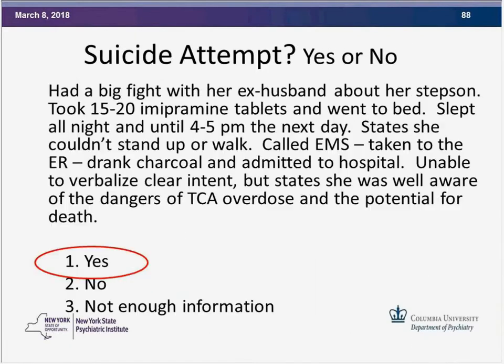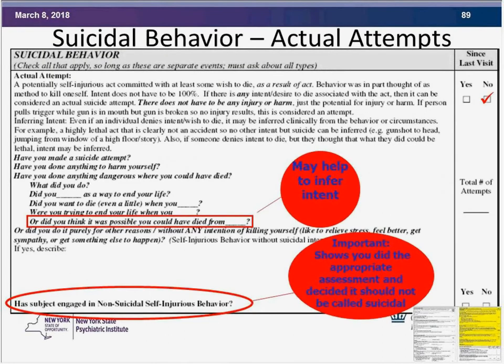So I'm going to skip these examples of suicide attempts, and you can look at them on the slides if you want to have some examples, but in the nature of time, I'm going to skip over them. So this is what the actual attempt section looks like. You can see it has this boxed-in question, or did you think it was possible you could have died from what you did? That can help remind you that you can infer intent. And then it also has subject engaged in non-suicidal self-injurious behavior down at the bottom.